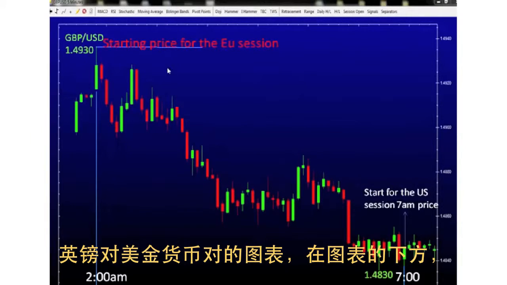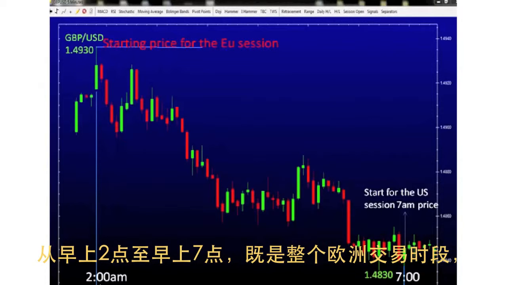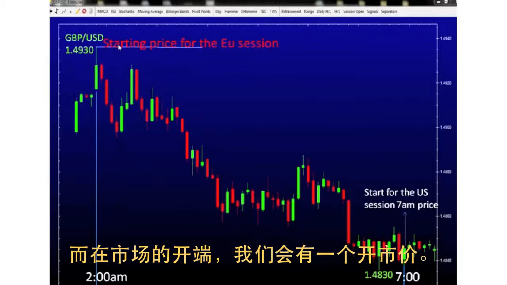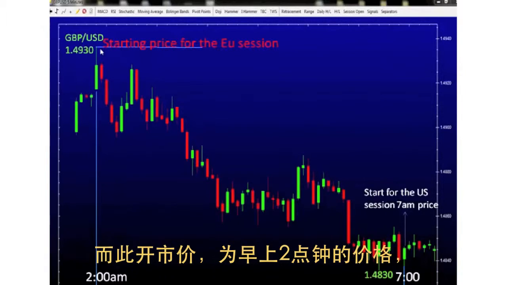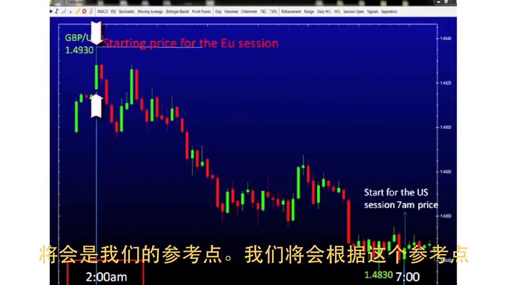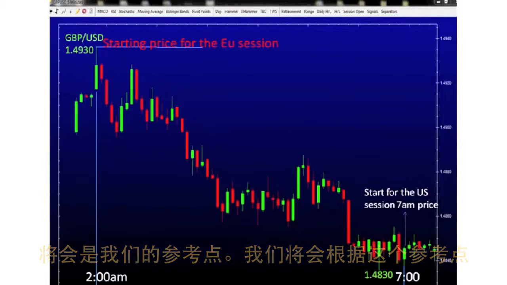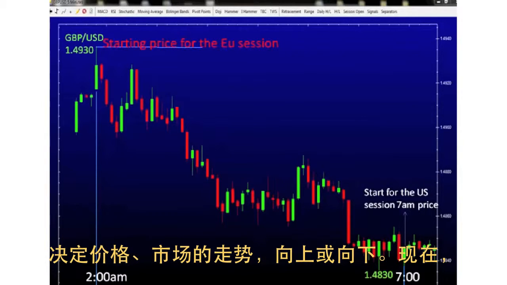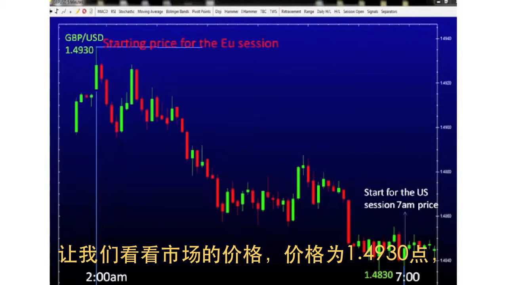Here we have the British pound, which you can see on the bottom, 2 a.m. to 7 a.m. This is the start of the European session. And we have a starting price. The starting price at 2 in the morning will be used as a reference point. This will be our starting point to determine whether the price movement is moving higher or if the price movement is moving lower, therefore giving us an idea of the direction of the market.